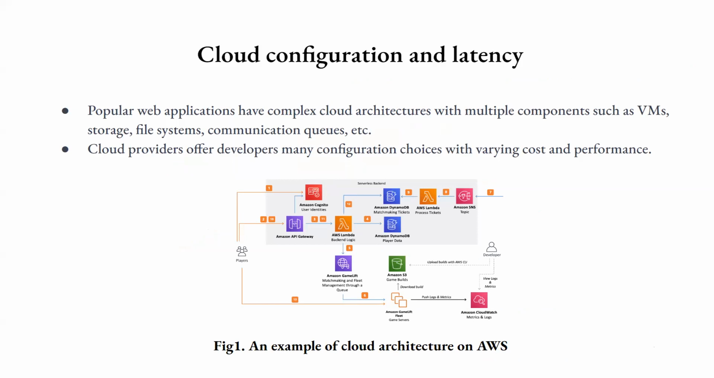how they can architect the systems, and many popular web applications use cloud computing platforms which provide flexibility and scalability. However, with flexibility comes complexity, as we know. So, the cloud architectures for web applications can be quite complex with many different components involved. This might be virtual machines for running code, storage solutions for data, file systems for managing files, communication queues, such as SQS for passing messages between components, and many others.